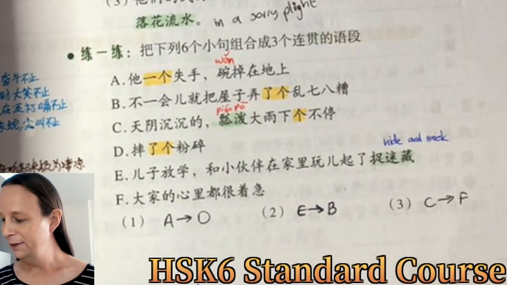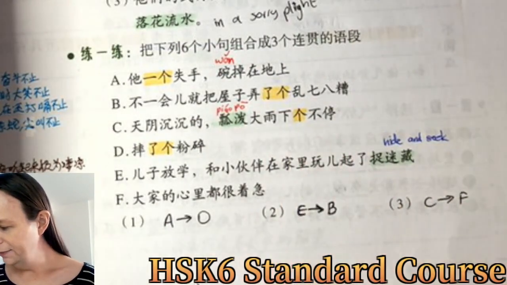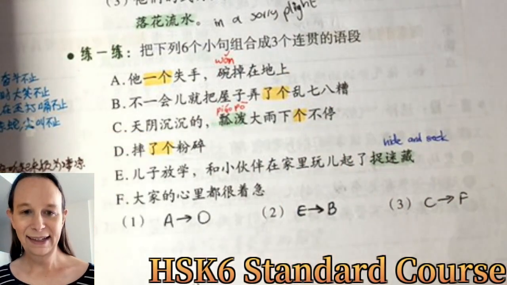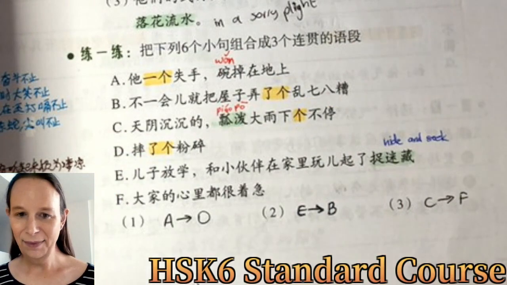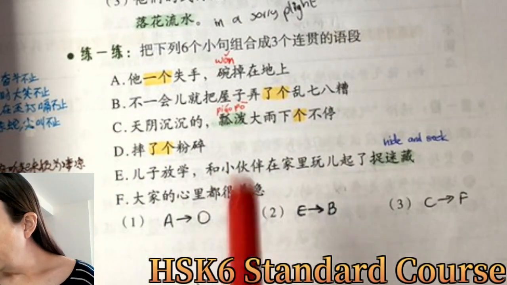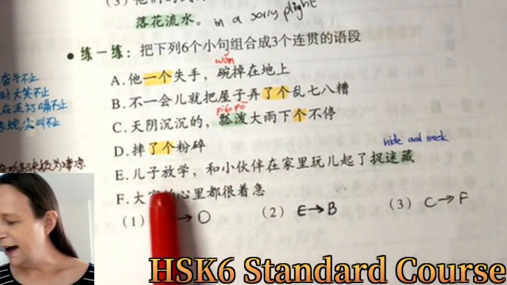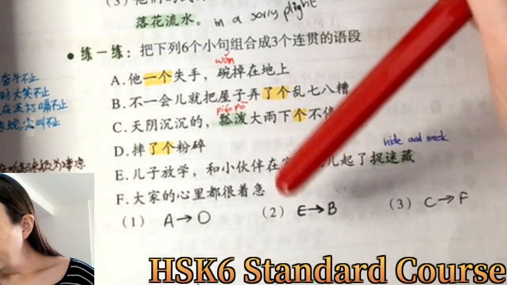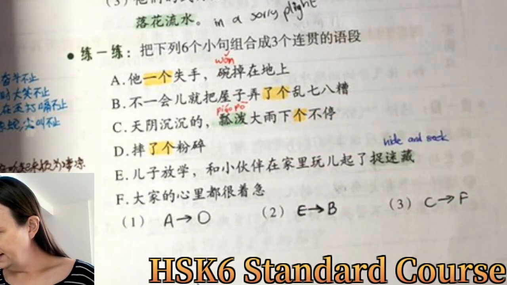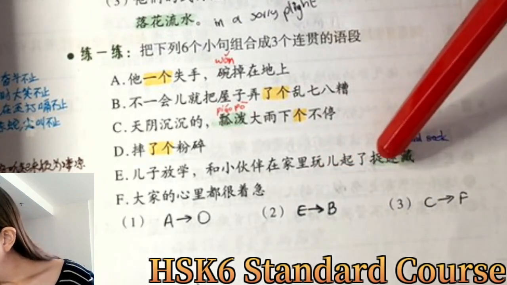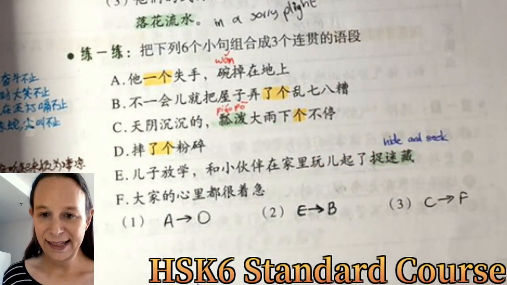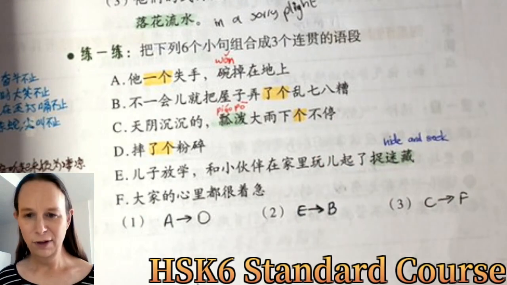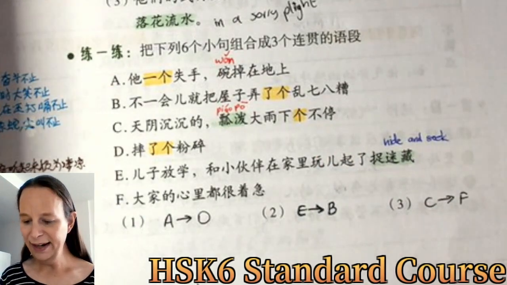瓢泼大雨下个不停. So 天阴 is like overcast or something, 沉沉的. All right, so we've done that. 儿子放学和小伙伴在家里玩起了捉迷藏. I say 捉迷藏, how do you pronounce it?